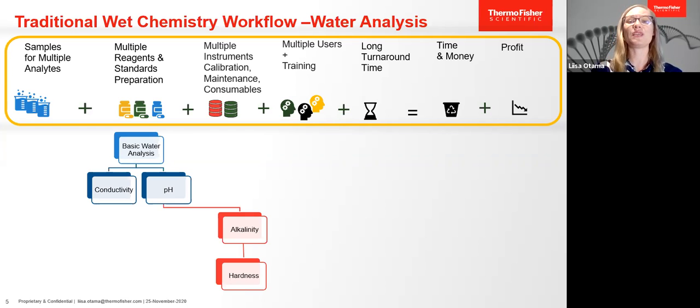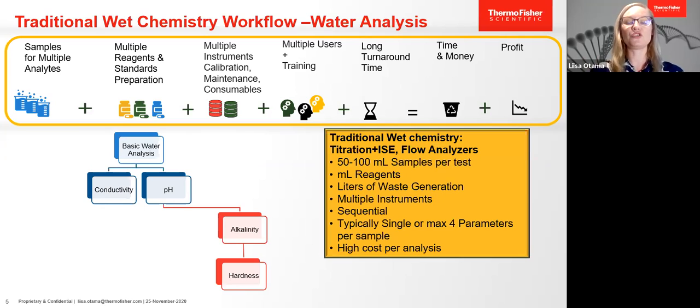You also need to have multiple users. Multiple users mean a heavy training load for each of these instrumentations or techniques that you are using. Turnaround time is most likely rather long. From the start to the result, it takes quite a long time with all these manual prep times, especially if you don't have that many people working in your lab, so one person is trying to cover all. What this ends up with is a loss of time and money. It's expensive to do all this, and it takes a long time, which ultimately results in poor profitability.